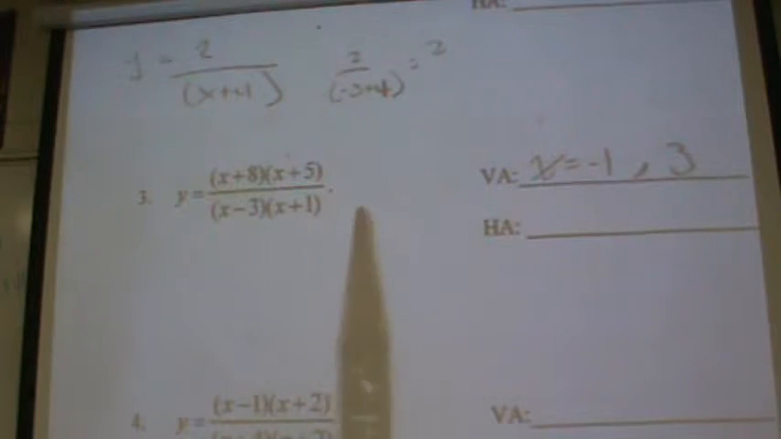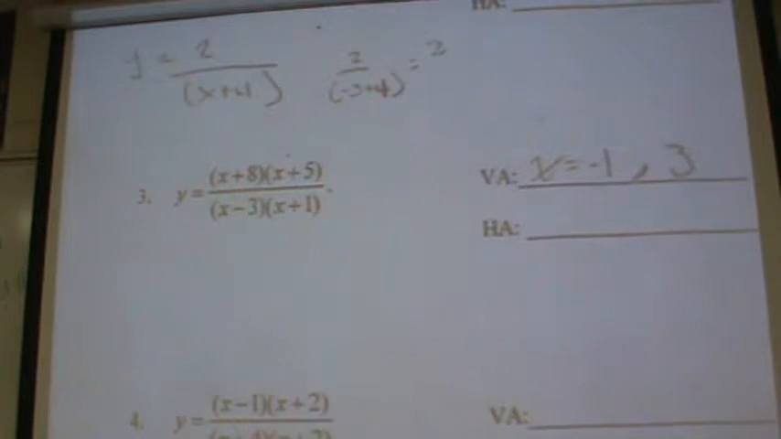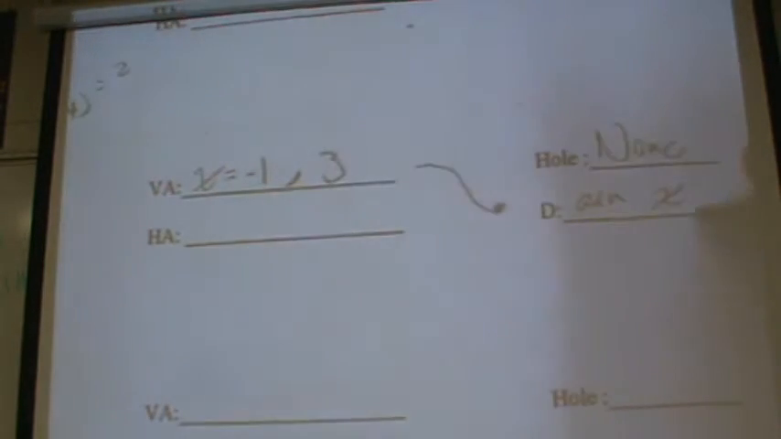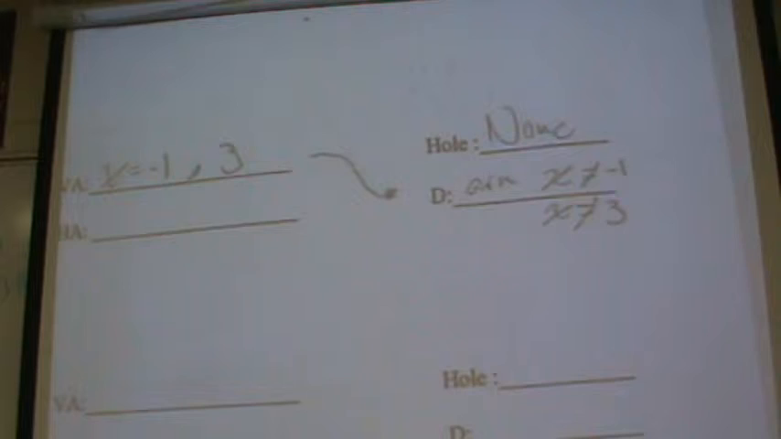And then, is there a hole in this equation? Is there anything on the bottom that repeats on the top? No. So there's no hole. And your domain will be just like the other ones, will be all real numbers, but x cannot equal -1, and x cannot equal 3. Just like that.